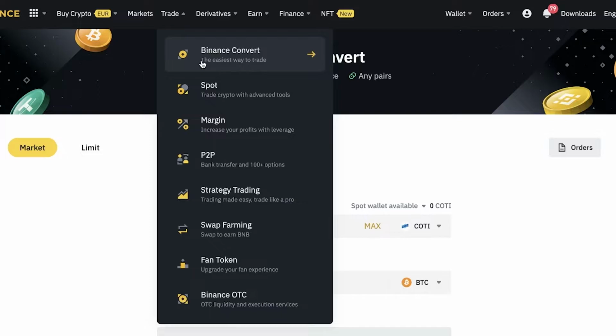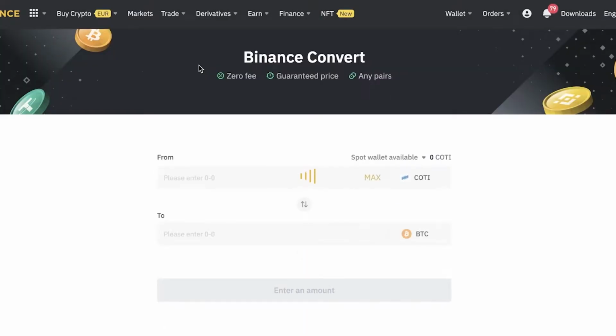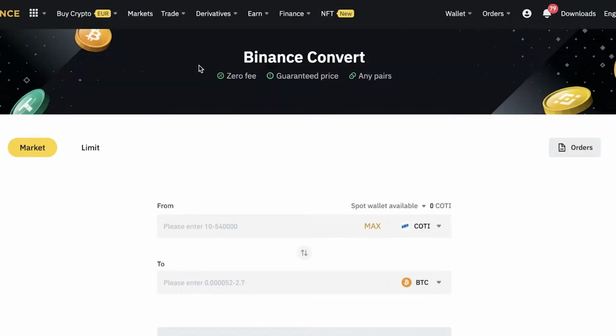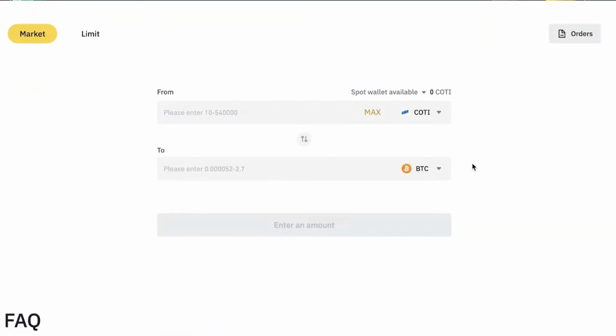Now, you can see Binance Convert is their easiest method to convert one crypto token into another. So whatever crypto token that you might have in your wallet, you can exchange it for a different crypto token. Now, this is not the best or ideal way to trade a token because you might not be getting the best price, although it is the best price in terms of direct exchanges. But if you actually sell the crypto token when the price is high and then buy the other crypto token using spot, that might be a better option.